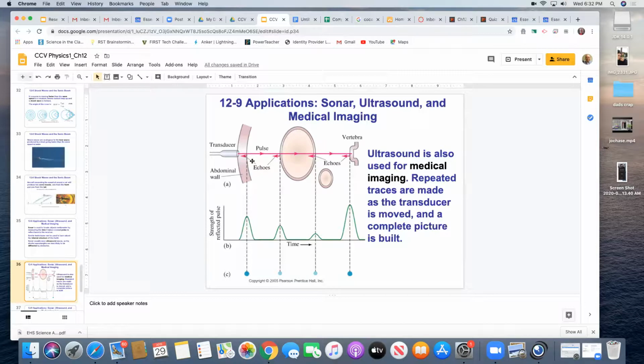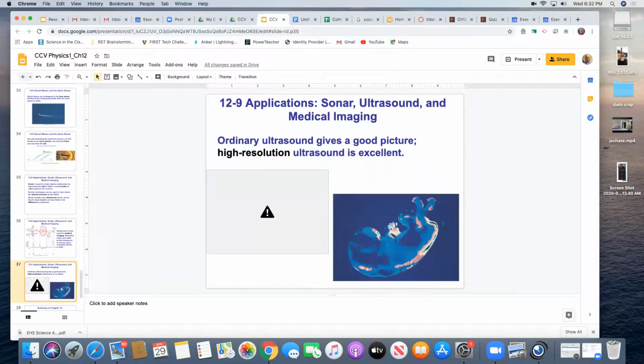Now, Doppler ultrasound is also very interesting. This is typically used in diagnosing clogged arteries, because remember from our chapter on fluids, if you close down the aperture, the opening, the cross-sectional area, then that requires the fluid to go faster. So if we can measure the velocity of blood flow, you can tell if someone's experiencing an issue with clogged arteries.